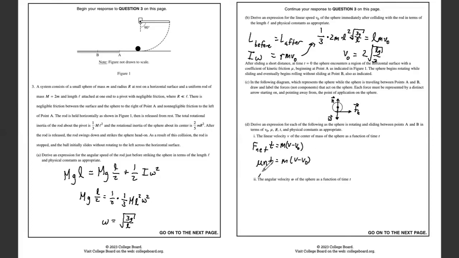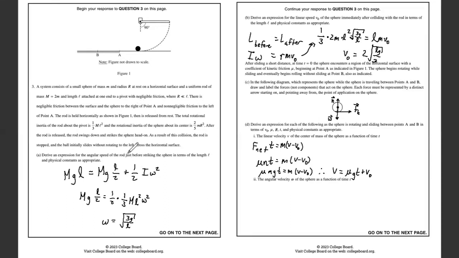Well, normal force is equal to mg. So mu mgt equals m times v minus v naught. Therefore, v is going to equal mu gt plus v naught. There you go. All right, now I'll find an expression for angular velocity.